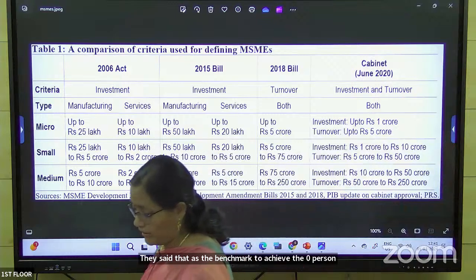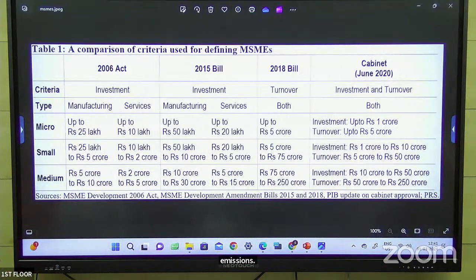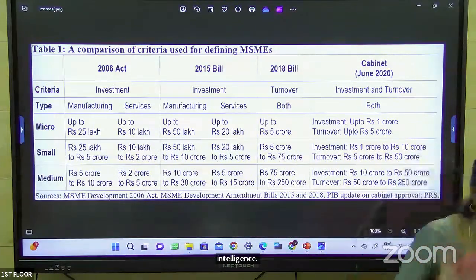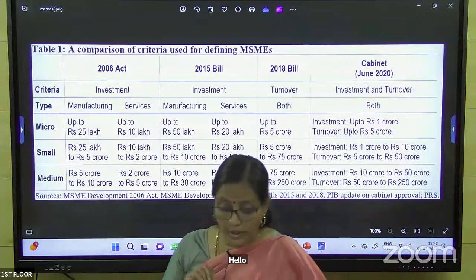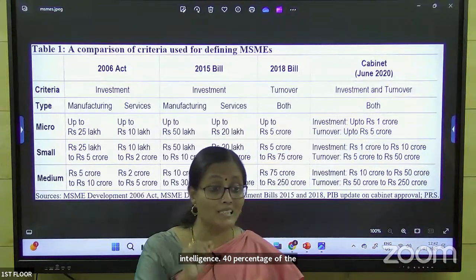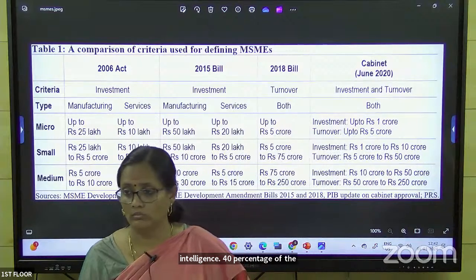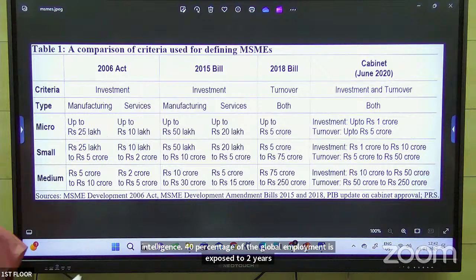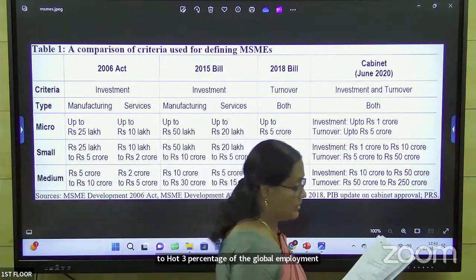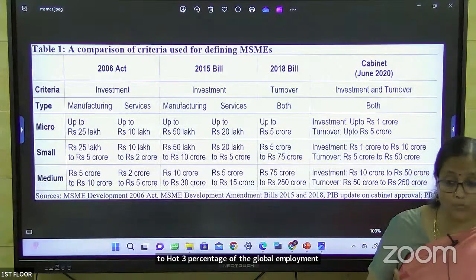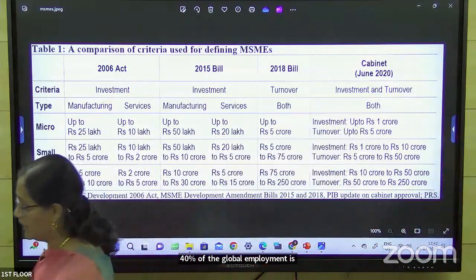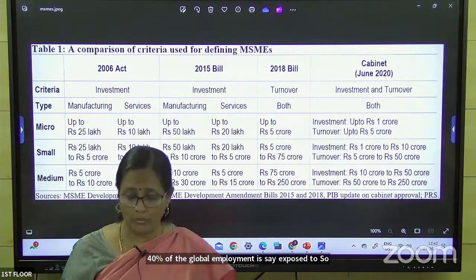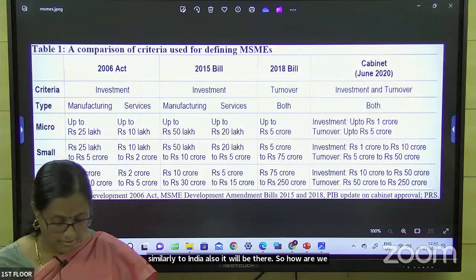Third is a very important point, advent of artificial intelligence. Now what has come into picture? 40% of the global employment is exposed to AI now. So similarly to India also it will be there. So how are we going to meet this challenge and give the employment to the youth and women and all?